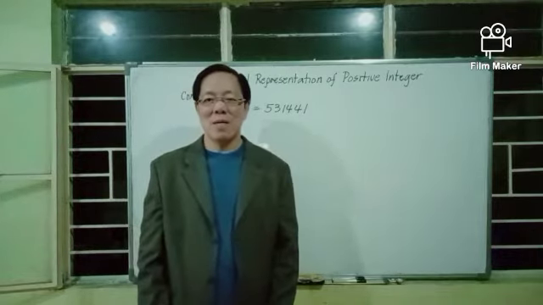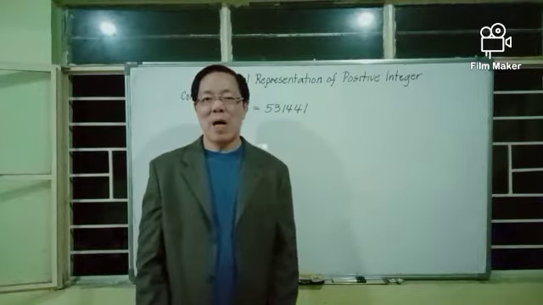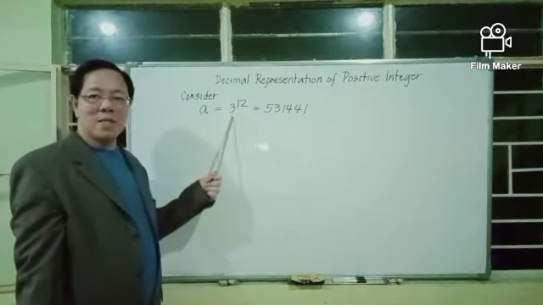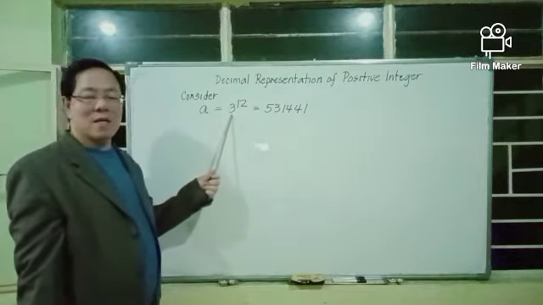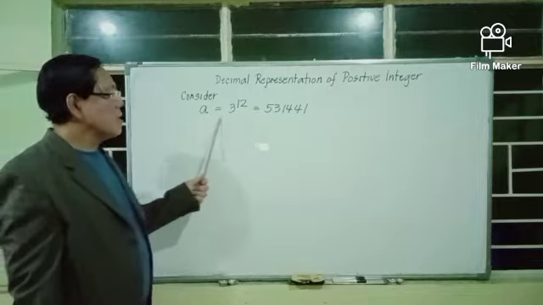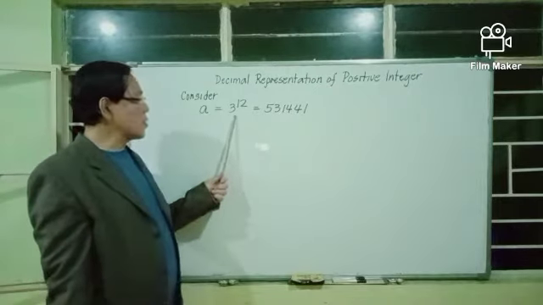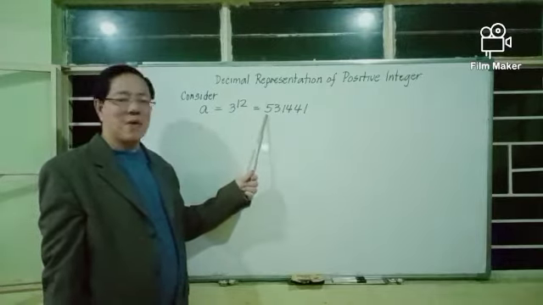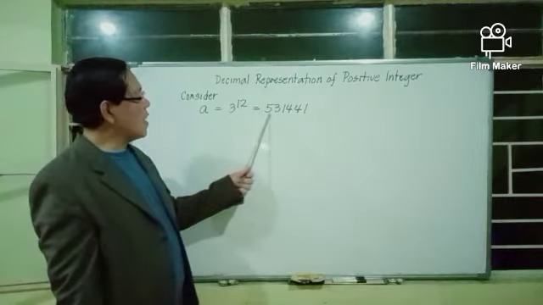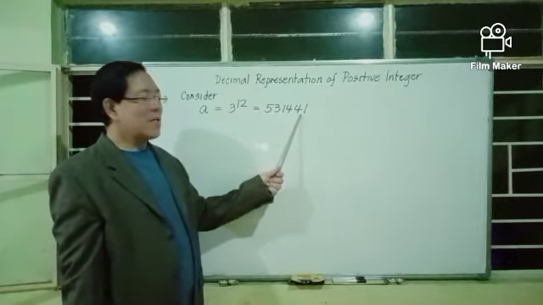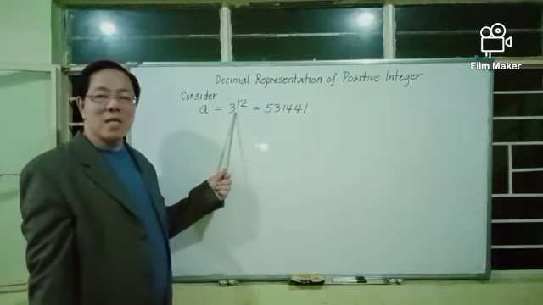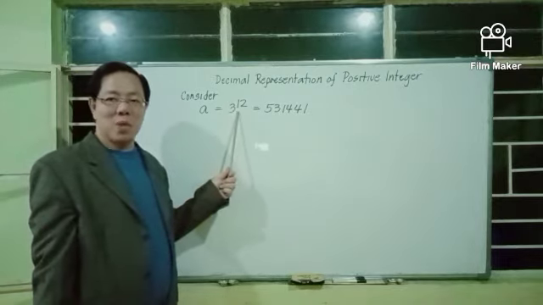We consider the exponential number 3 to the power 12. This is a number in exponential form. We denote this number by small letter a. Using your calculator, you can compute 3 to the power 12, and it should be equal to 531,441. This 531,441 is called the decimal representation of this number in exponential form 3 to the power 12.